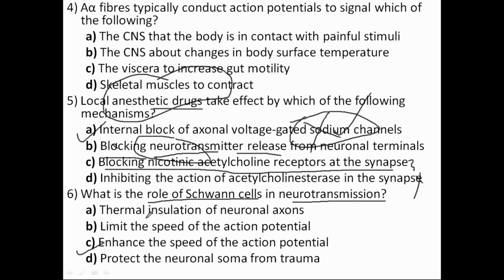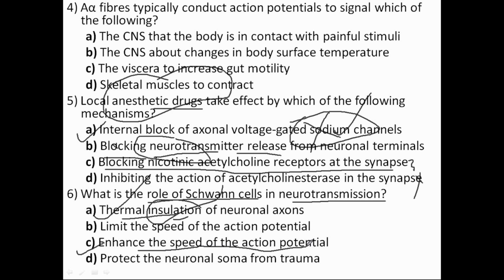Now see here, you have seen thermal insulation and you have marked. Insulation is right, but whether it is thermal, is there any thermal thing going on in your brain? That is why you have to read the question very, very carefully. Yes, you are right that Schwann cells insulate the neuron, but it is electrical insulation. They do electrical insulation and not thermal insulation. So what is the next best answer? The best answer is they speed up the action potential.